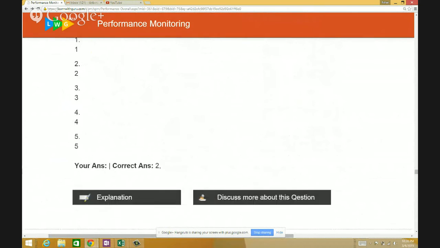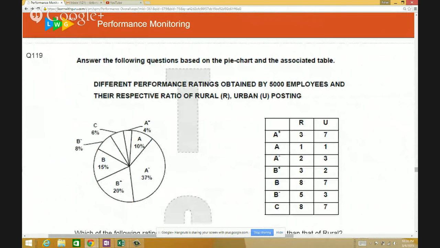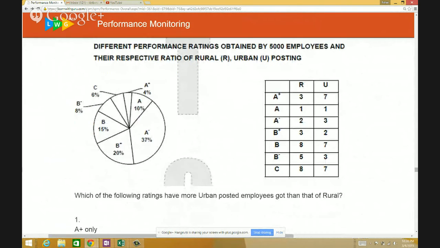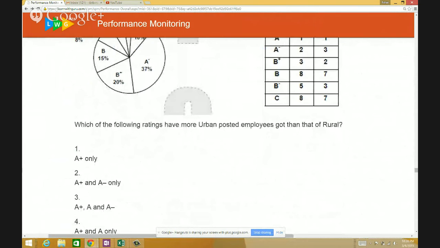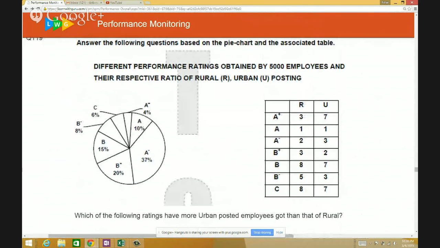Okay, because the total number of people will remain the same, right? Let's say A plus is what, 4%. 4% of 5,000 is 200. Now in 200 people, if you divide 3 and 7, obviously 7 is higher. So you can just see the numbers and get the answer. Okay, so see, when you have a difficult question like that, you also have an easier one like this. Okay, this is very straightforward. All right, so let's move ahead.